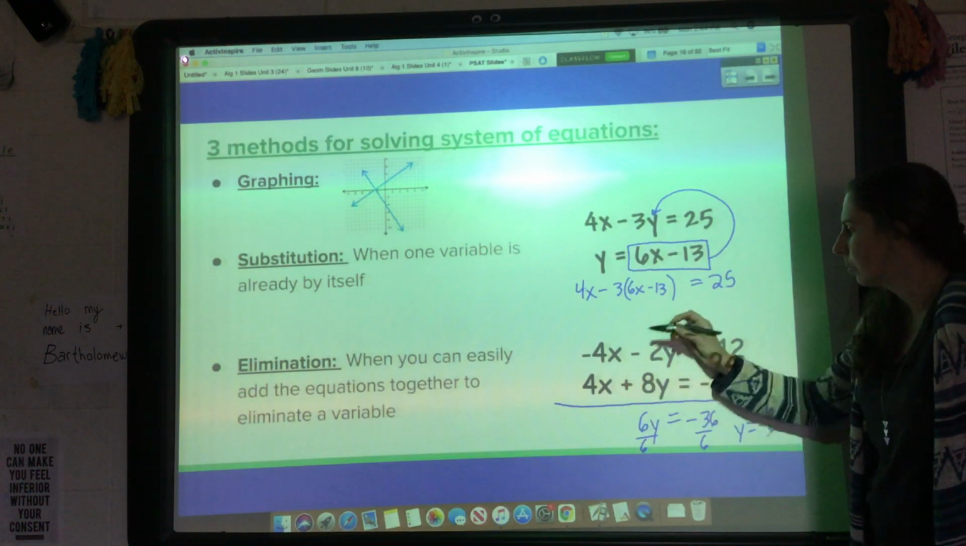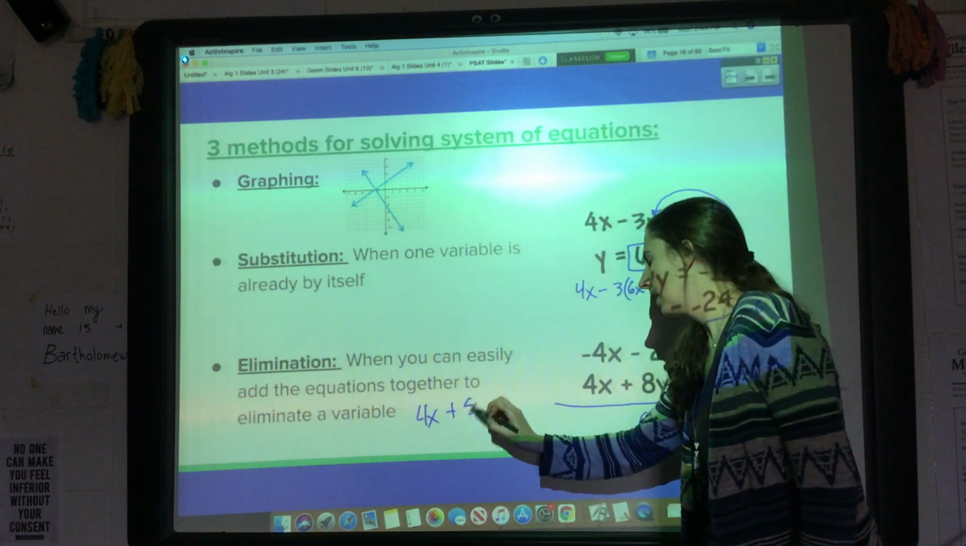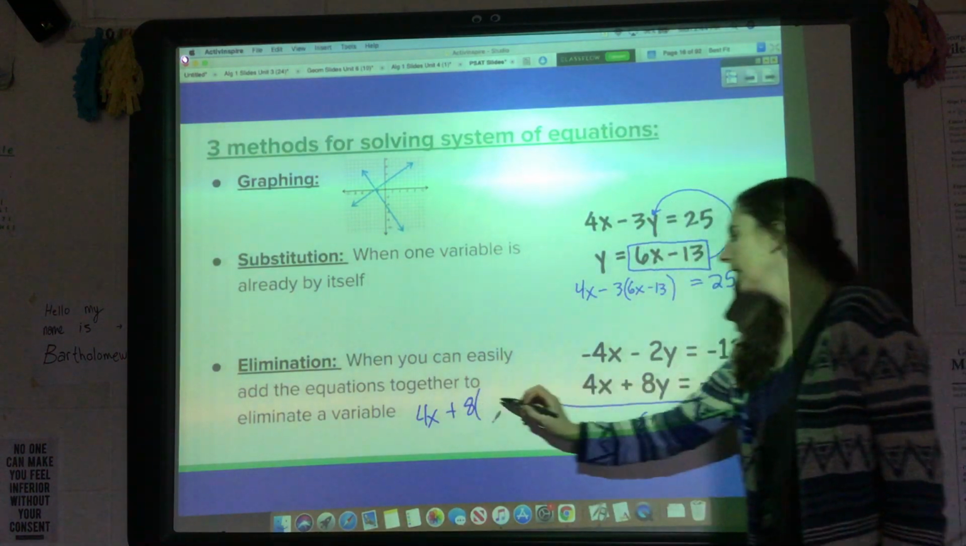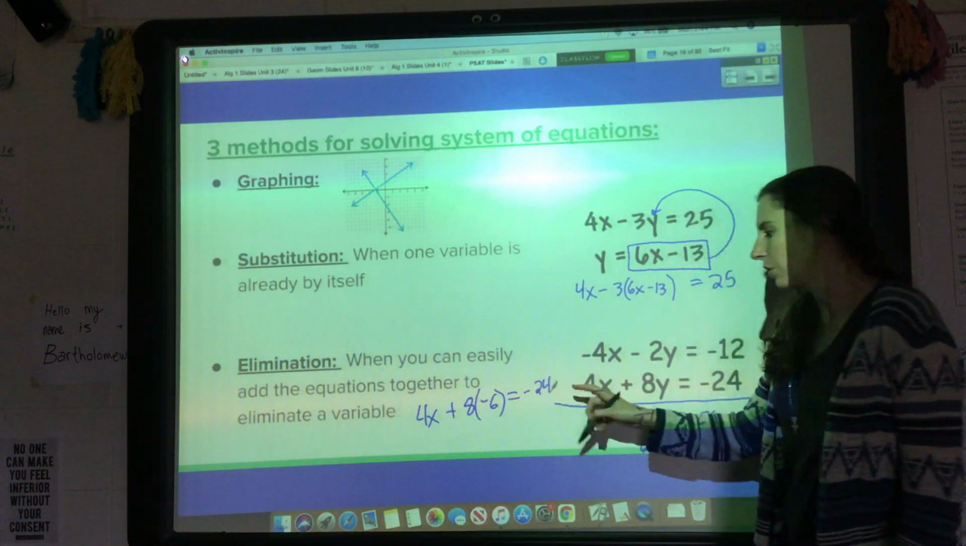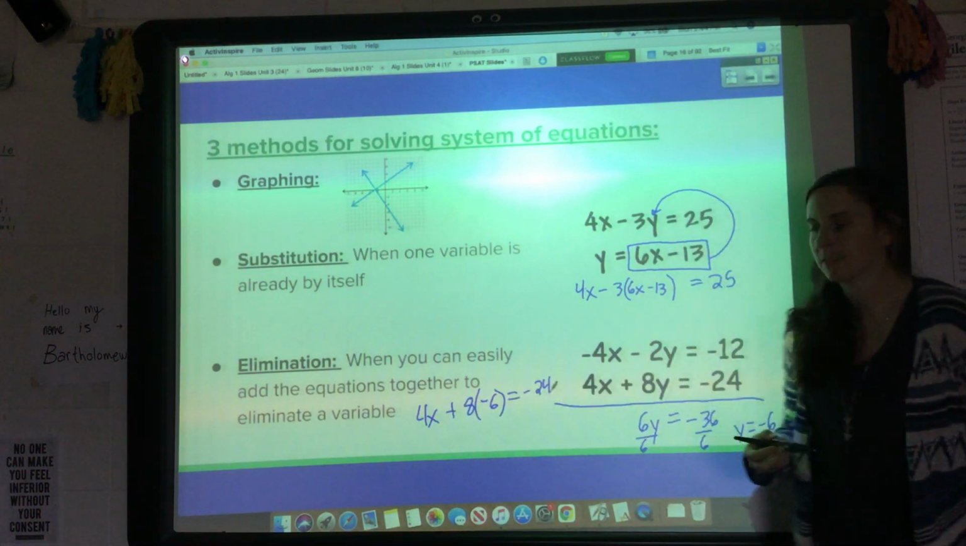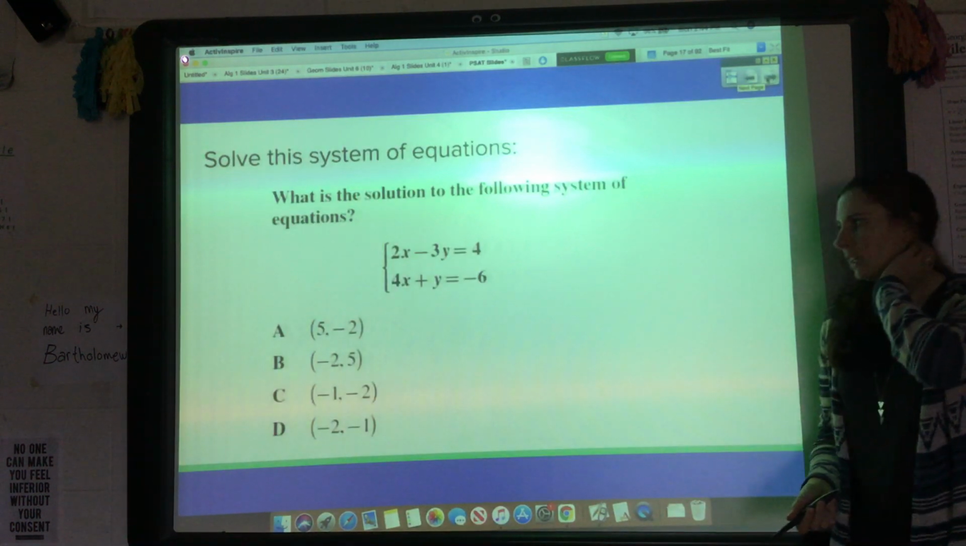And then to find x, you just substitute the -6 into either of these equations. I'm going to use this bottom one here. So 4x plus 8 times -6 equals -24. And then if you solve this, you can find x.